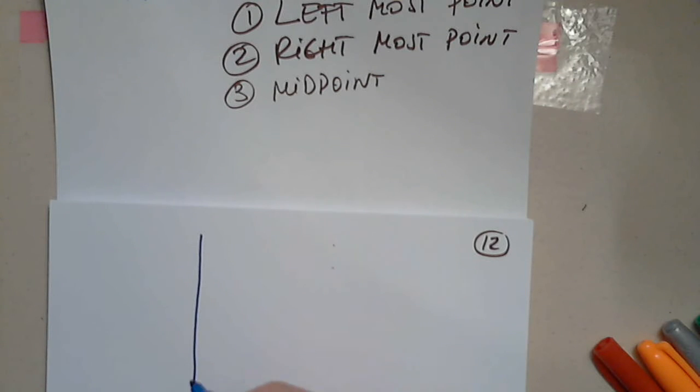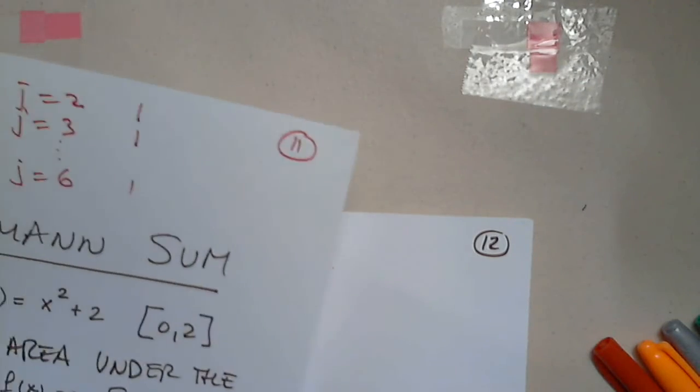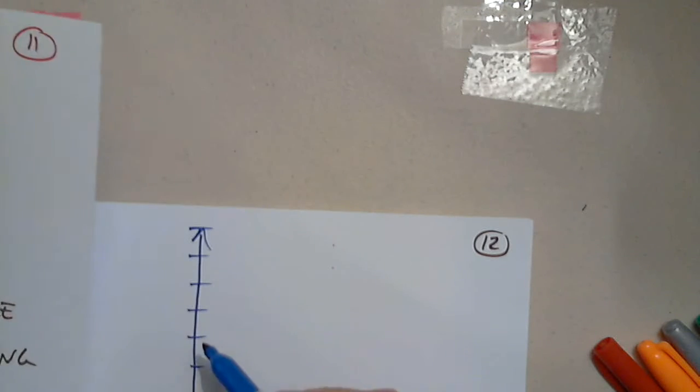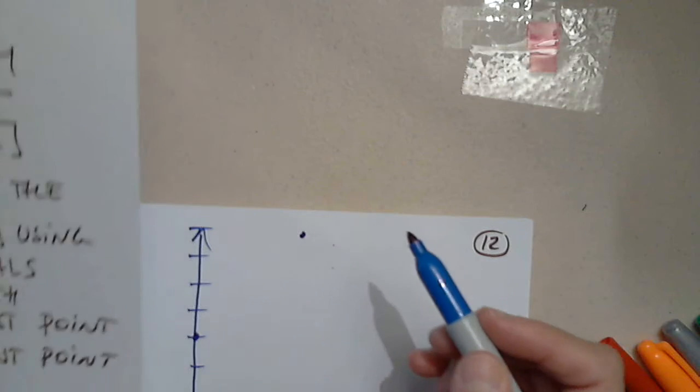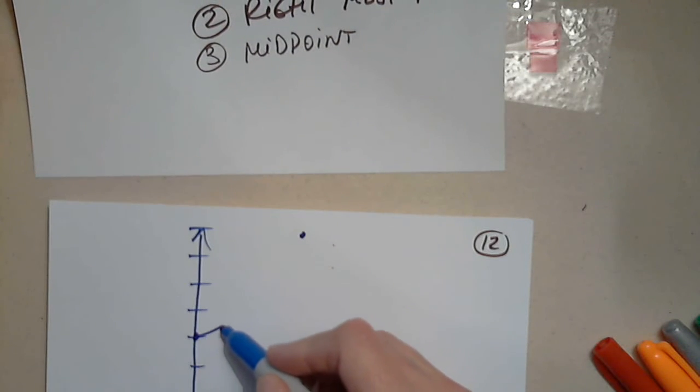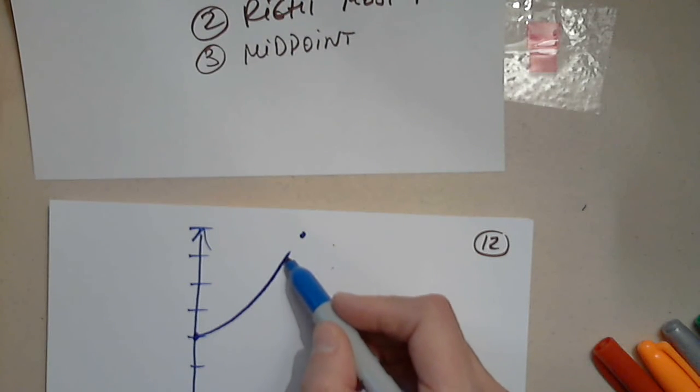So here's the graph. 2 squared is 4, 4 plus 2 is 6. So at 0 it is 2, and at 2 it is 6. It's quadratic.